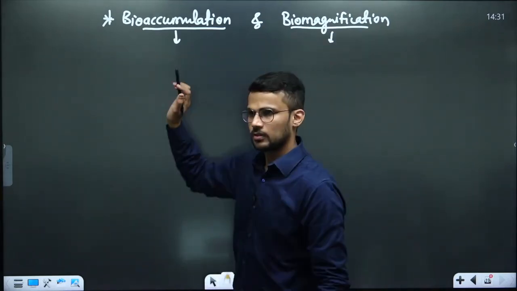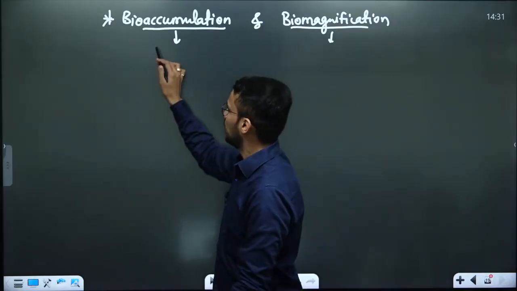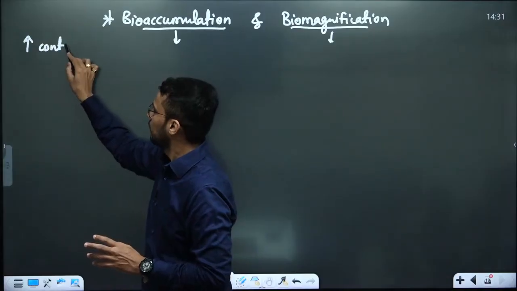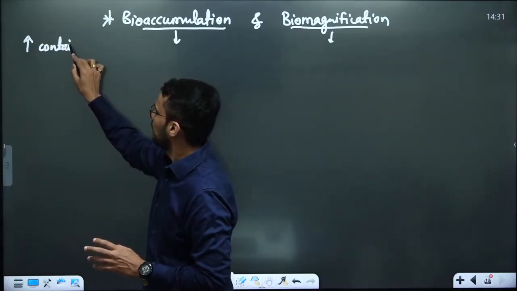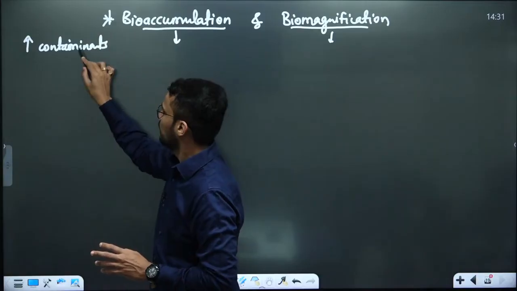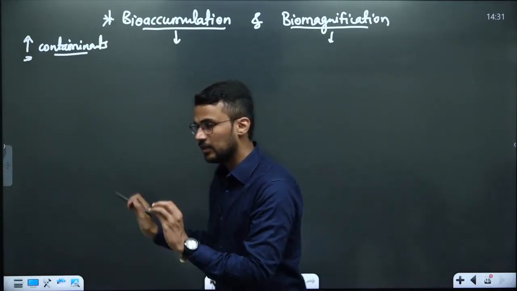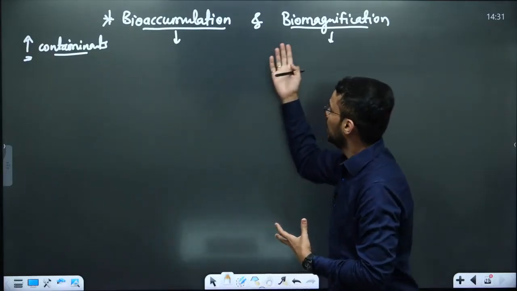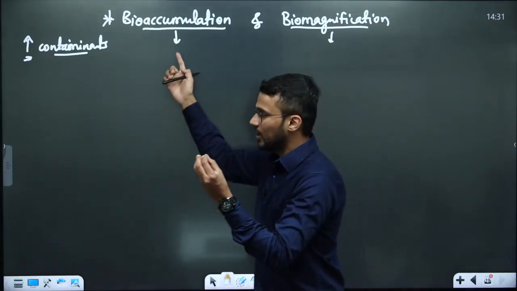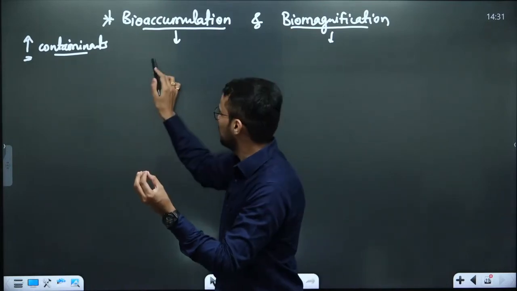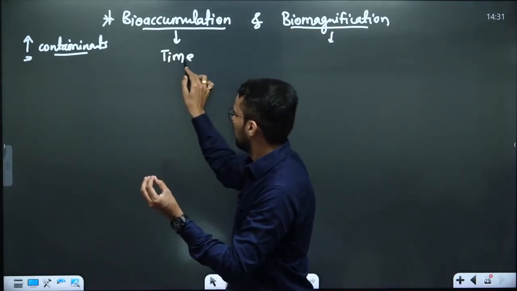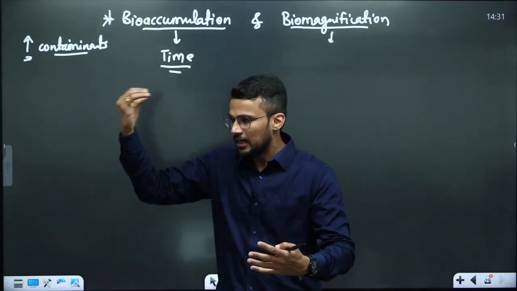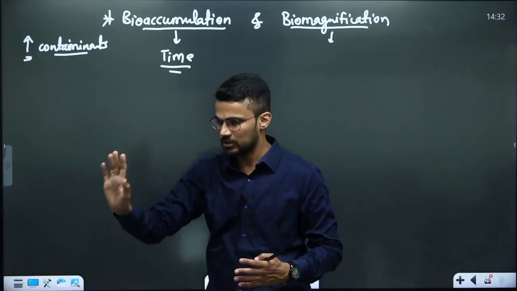So, what is bioaccumulation? See, in both these processes, there is increase in the level of contaminants. Contaminants की level increase हो रही है दोनों में, right? पर बायो एक्यूमुलेशन में वो इंक्रीज किसी दूसरे कारण से होती है. बायो एक्यूमुलेशन में वाई देर इज इंक्रीज इन कंटेमिनेंट्स, इट इज बिकॉज ऑफ time. As a particular organism lives in that particular surrounding for a longer period of time, it will be having increase in the contamination. ठीक है.